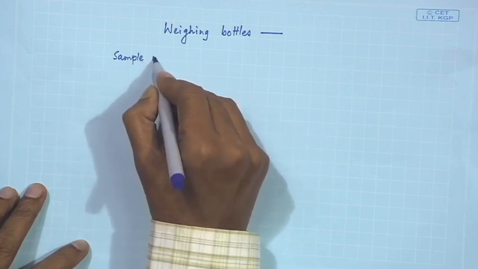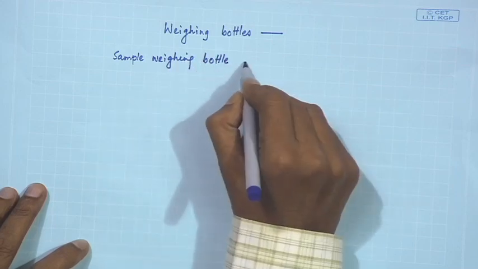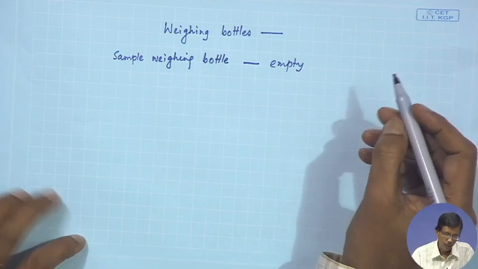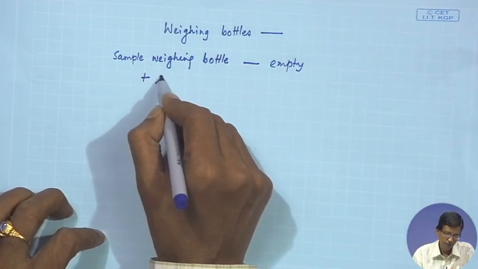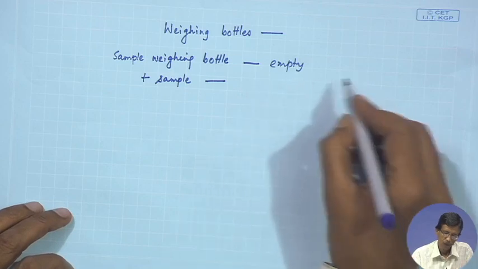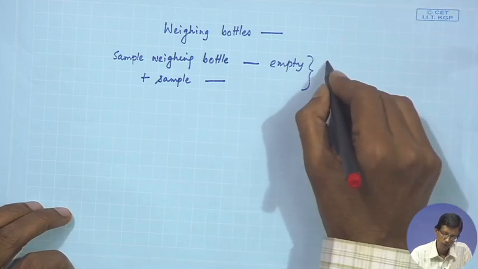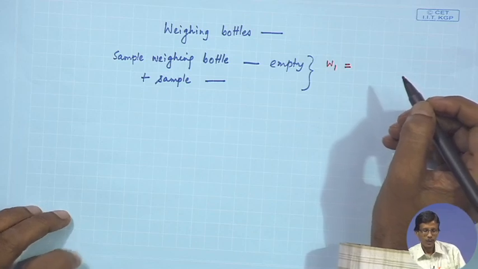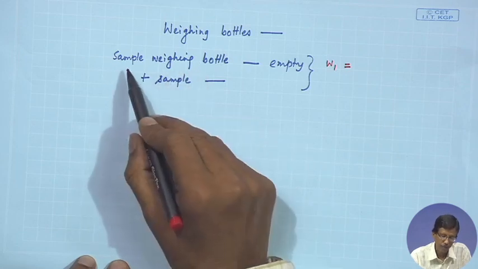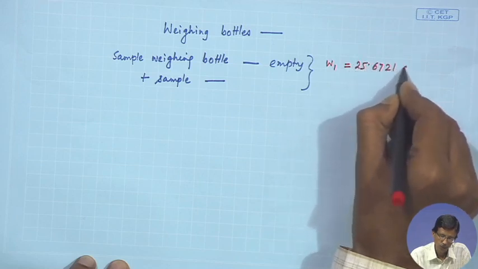sample, weighing bottle, which can be empty. Okay. Then we put some amount of sample in it. Therefore, we get sample plus weighing bottle. So, if we take the initial weight of that, that means W1, what is that? W1 will be the weight of the sample plus weighing bottle. So, it is say a certain amount of grams, say 25.6721 grams.